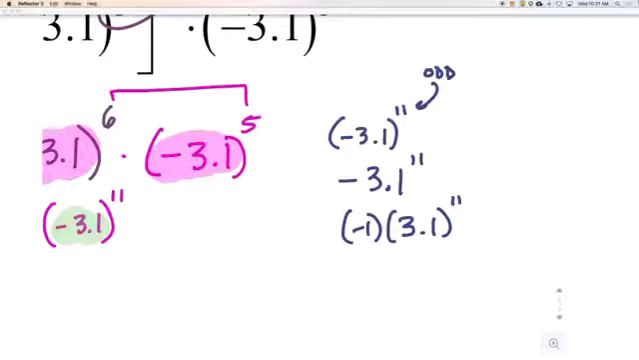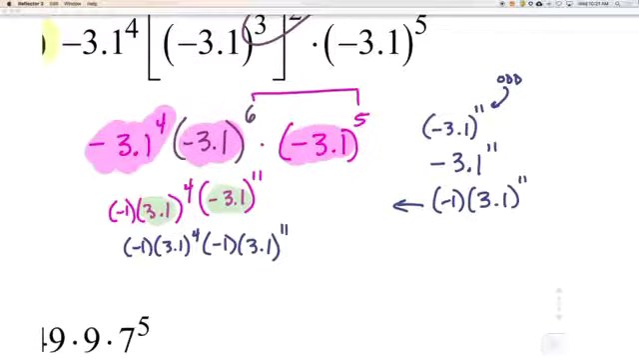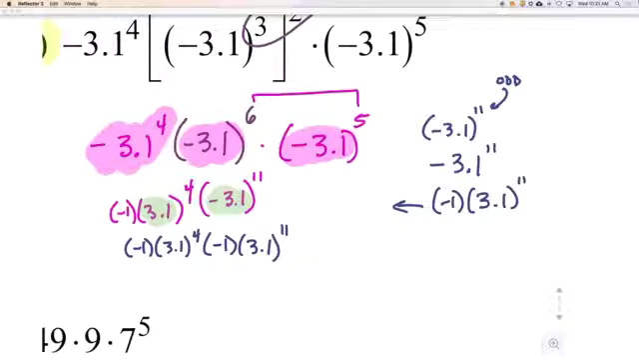So that's what I'm going to do. I'm going to write the quantity negative 3.1 to the 5th, or in this case to the 11th, like this. I'm going to help myself. So I'm going to import that back into the project. I'm going to have a negative 1 times a 3.1 to the 4th times a negative 1 times a 3.1 to the 11th. And notice when I brought it back in, I went down to a new line. Here's the project over here. Take inventory. Are any two lines in this thing working down still equal to each other? Yes. If that's not the case on your paper, you're going to lose points, okay?